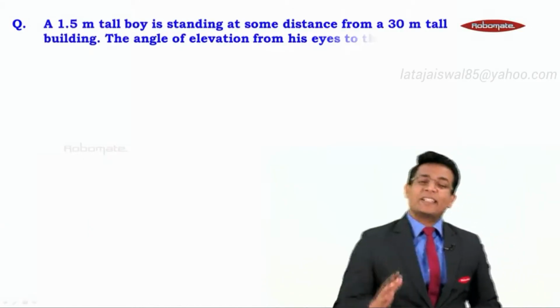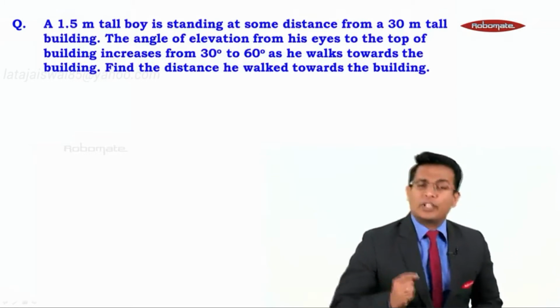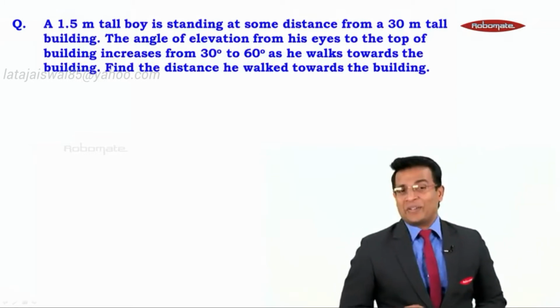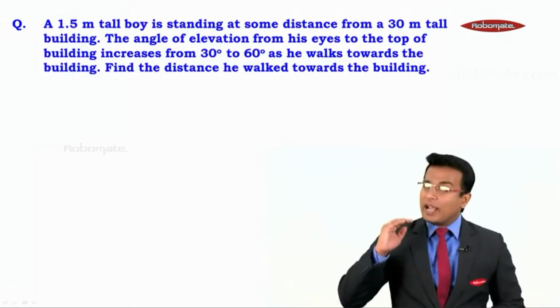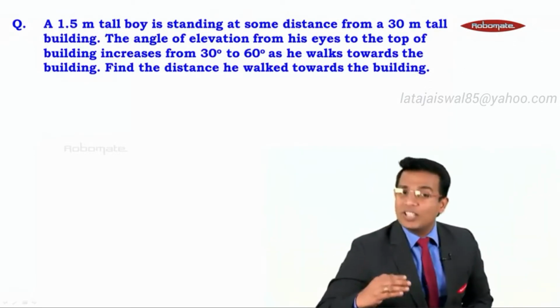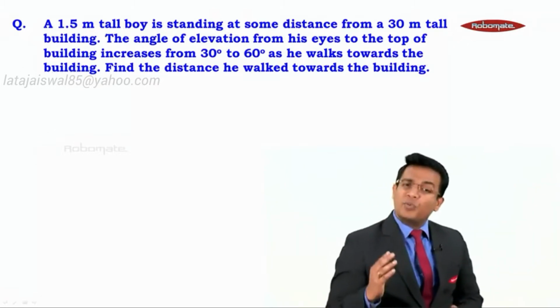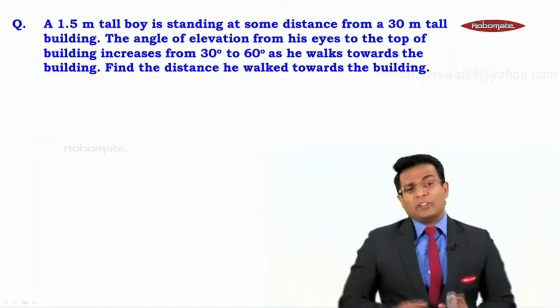Let's see the sum. It says a 1.5 meter tall boy is standing at some distance from a 30 meter tall building. The angle of elevation from his eyes to the top of the building increases from 30 degree to 60 degree as he walks towards the building. Find the distance he walked towards the building. Now that's what the sum says.